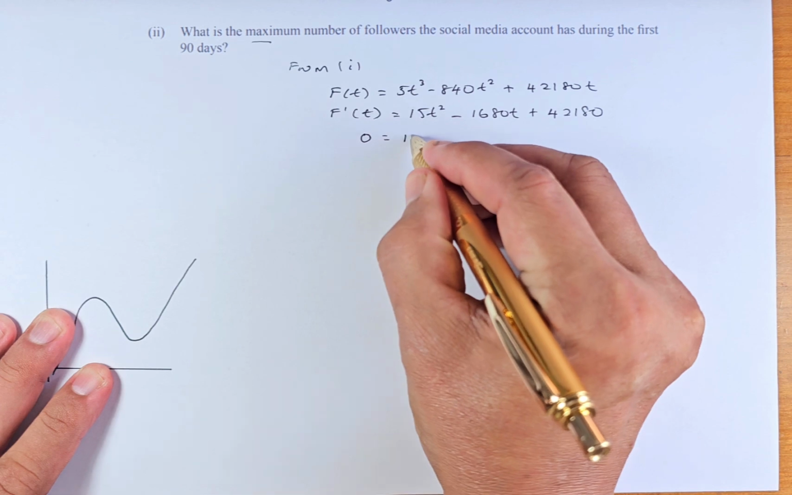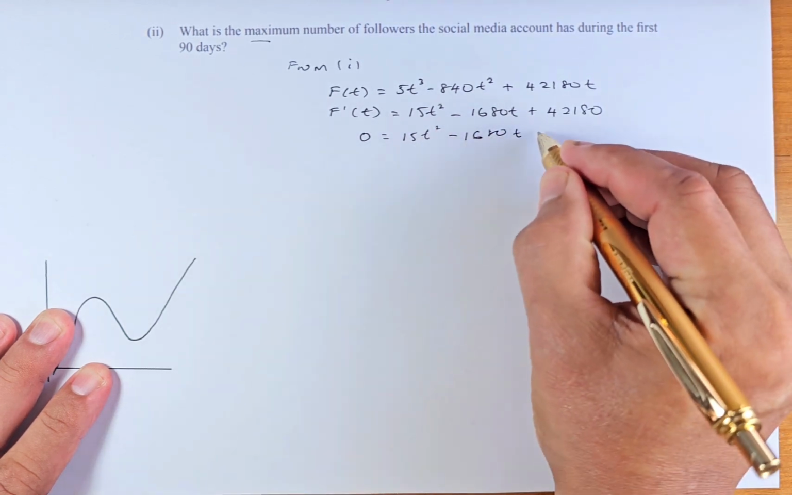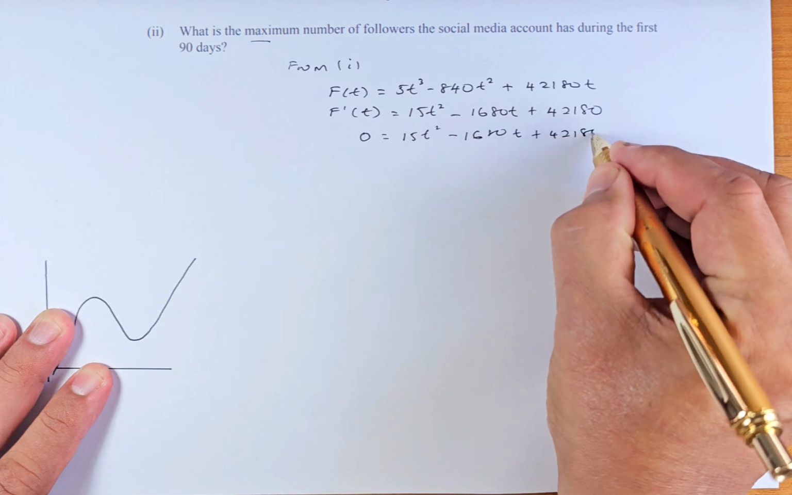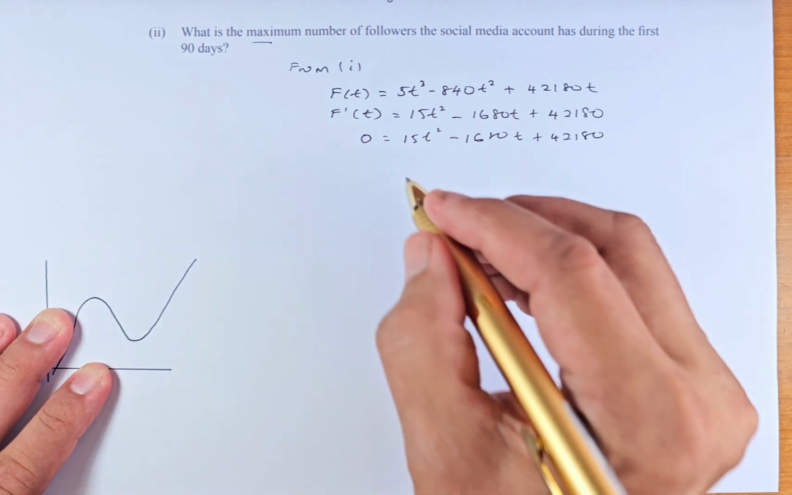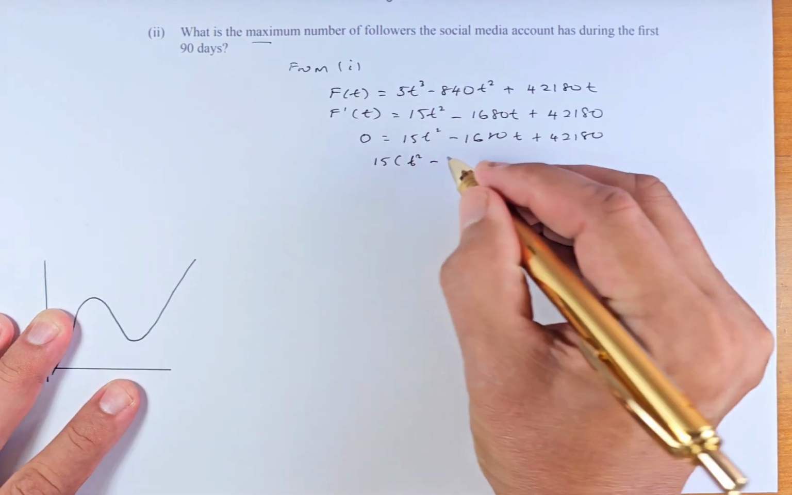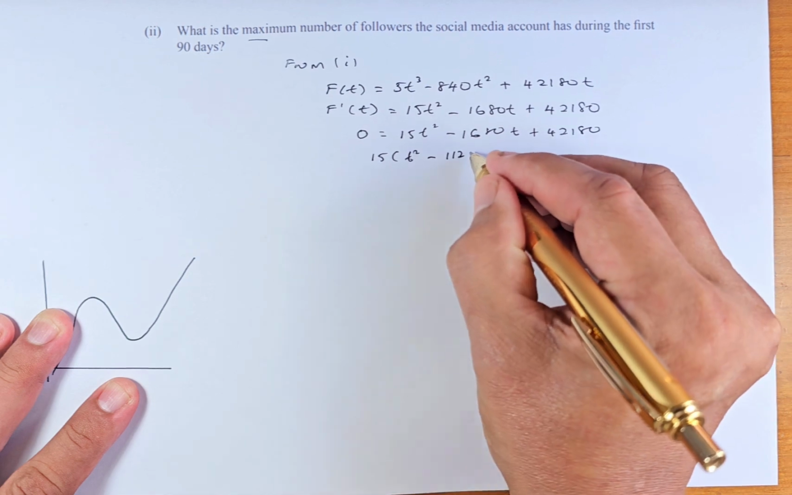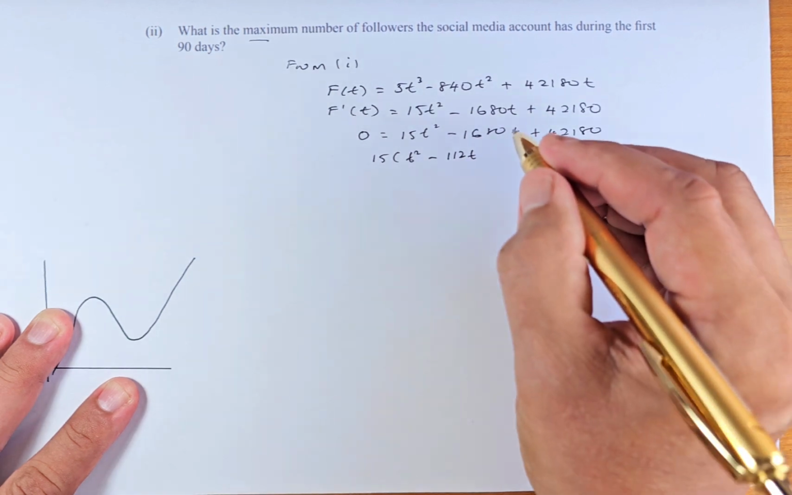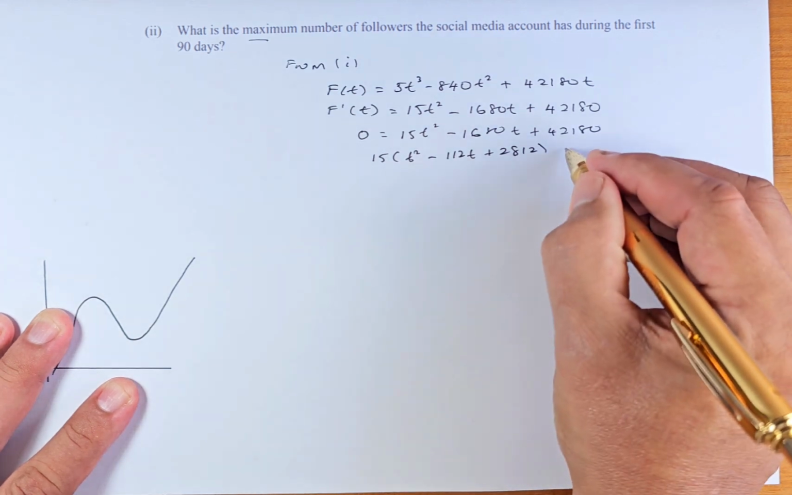0 equals 15t squared minus 1680t plus 42,180. Okay, to solve for t, you can put it in your calculator, but I'm going to do a manual calculation. So we're going to factorize that equation. 15 is a common factor, and then it becomes t squared minus 112t, and the last term is 2,812. Please check for me whether I'm right. That is equal to 0.